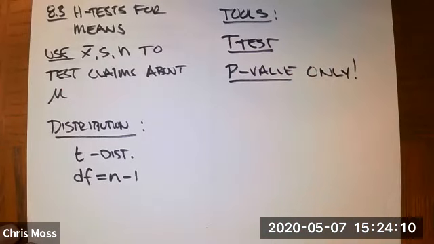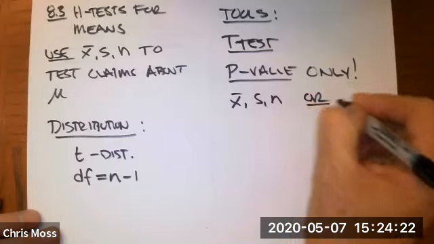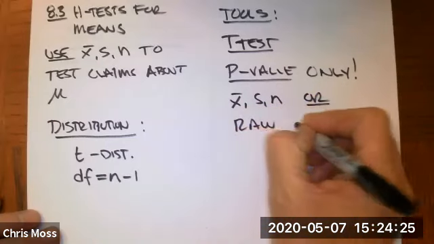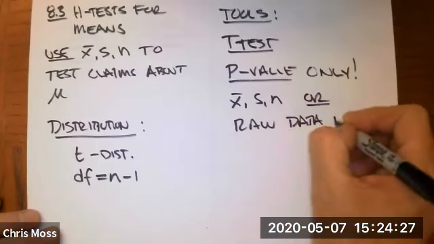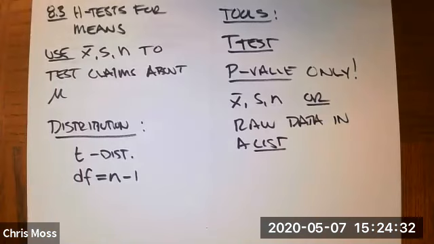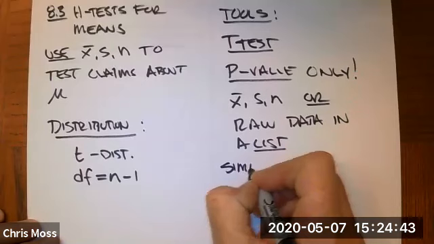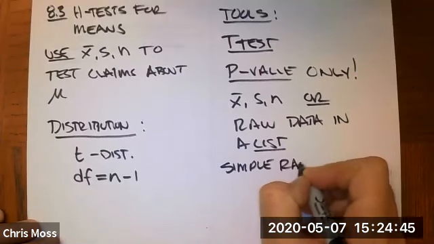So we've looked at some traditional method examples, and I'm now ready to focus exclusively on the p-value approach. I can use summary data, X bar, S, or N, or raw data in a list. Now, there are a couple of requirements for our hypothesis test to hold water and to be robust. The requirements are that we have a simple random sample.